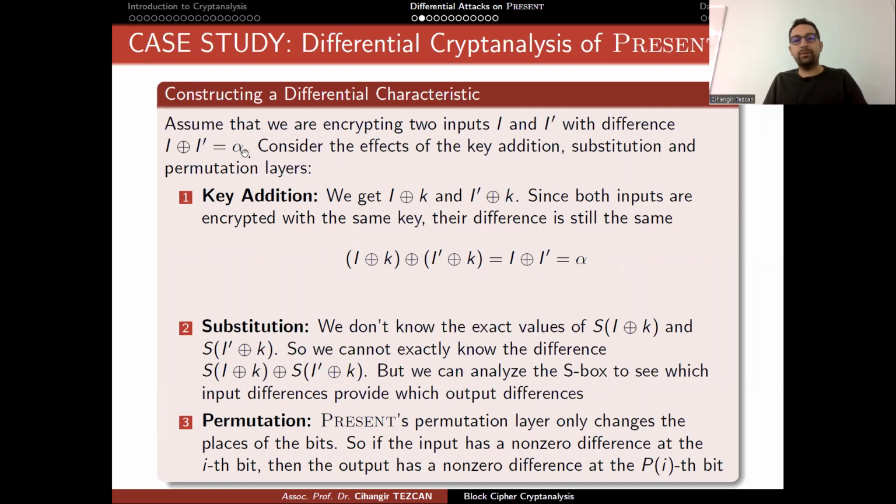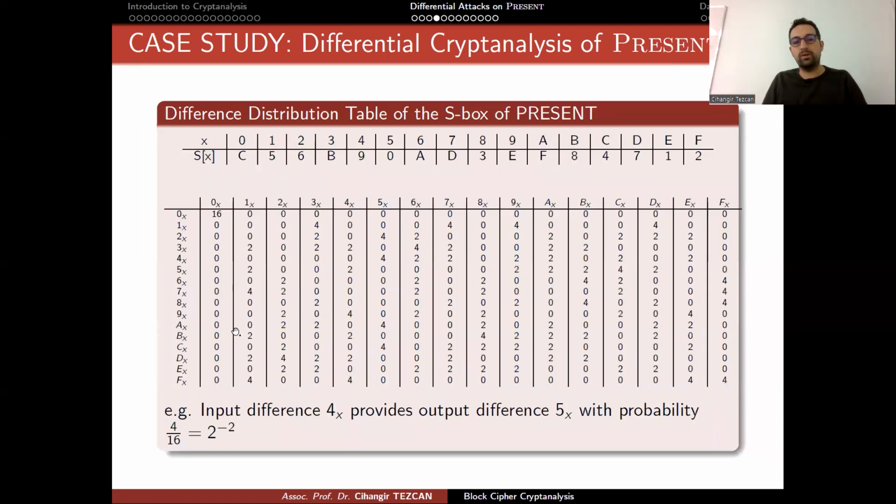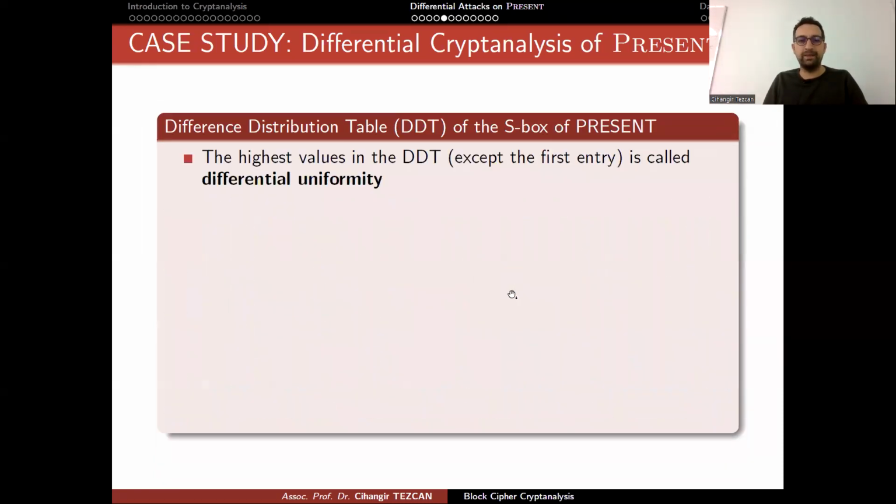We said that if I know the input difference, I know the output difference of the key addition layer, and I know the output difference of the permutation layer, but I don't know the output difference of the substitution layer. So now I can say the output difference will be this with this probability, by looking at this table. That is the main idea.